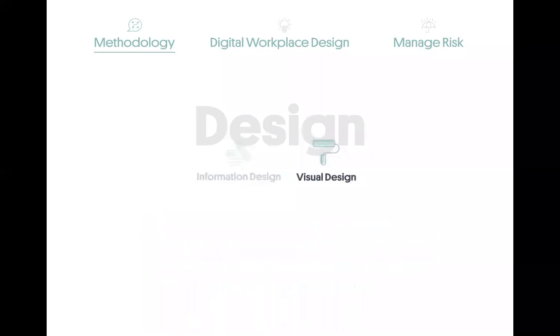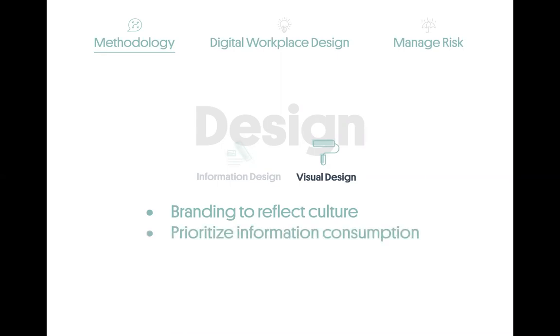Okay, still within the design phase, let's explore the visual design activity. This includes color palettes, fonts, logos, plus whatever else you can do to make the site feel like home. This is super important for user adoption. But visual design can also help with information consumption by prioritizing that consumption and helping with site flow.